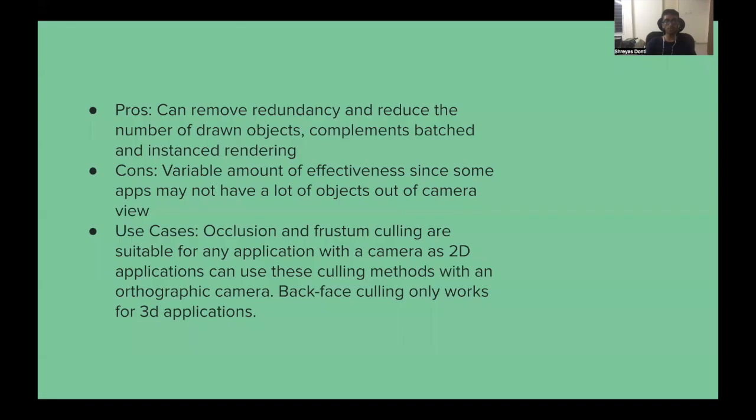Now, the pros of culling techniques are that they can remove the redundancy and reduce the number of drawn objects, and they complement and can be implemented on top of batch and instance rendering. However, they may not always be effective because some applications may not have a lot of objects out of camera view.